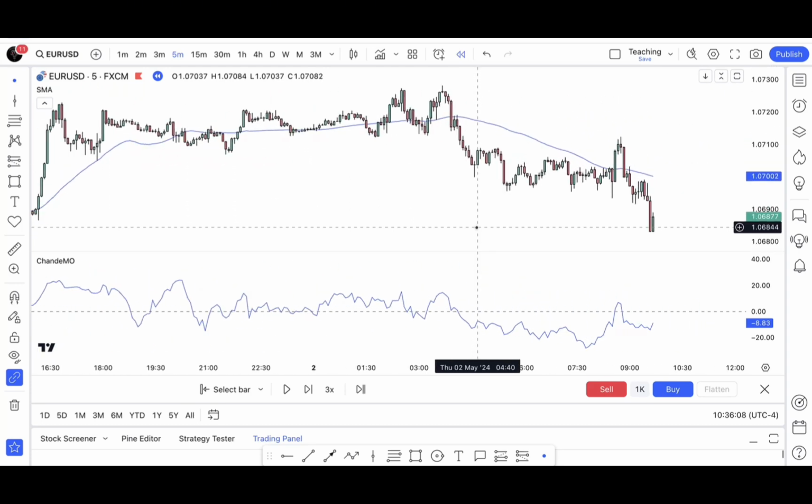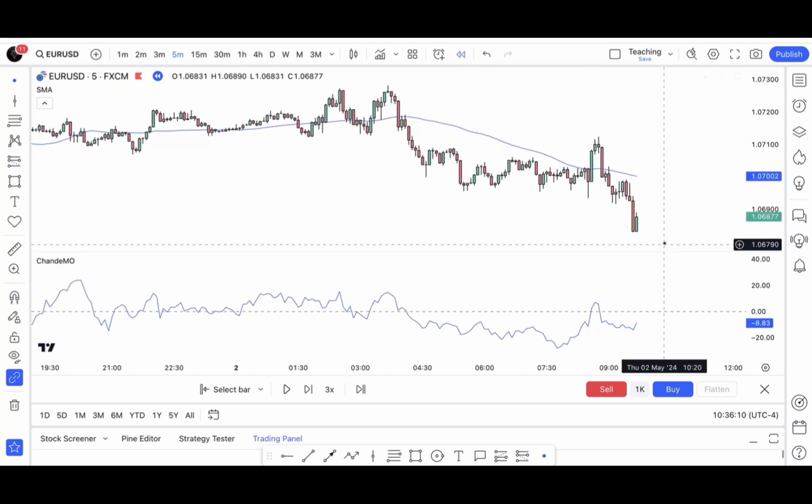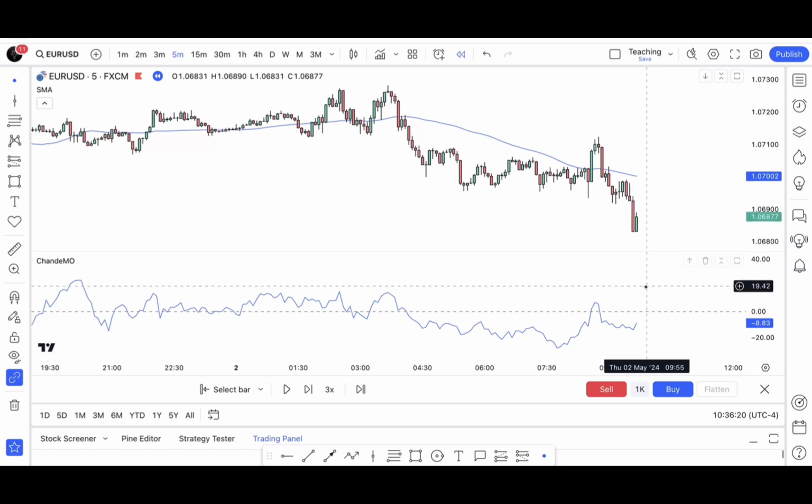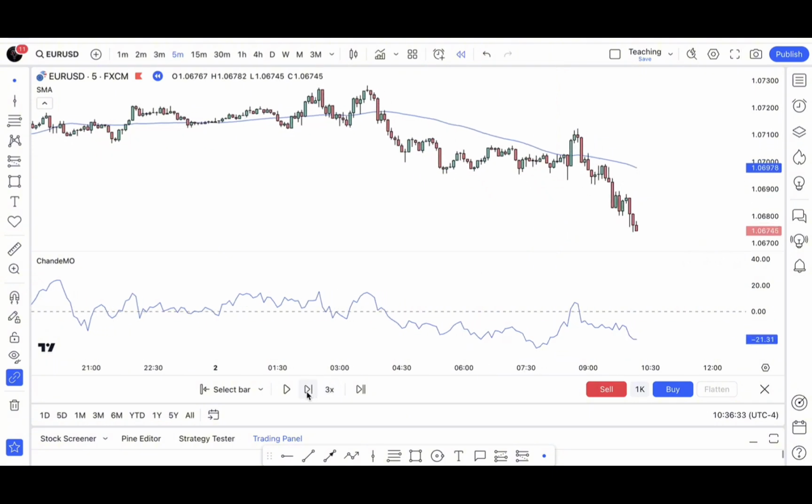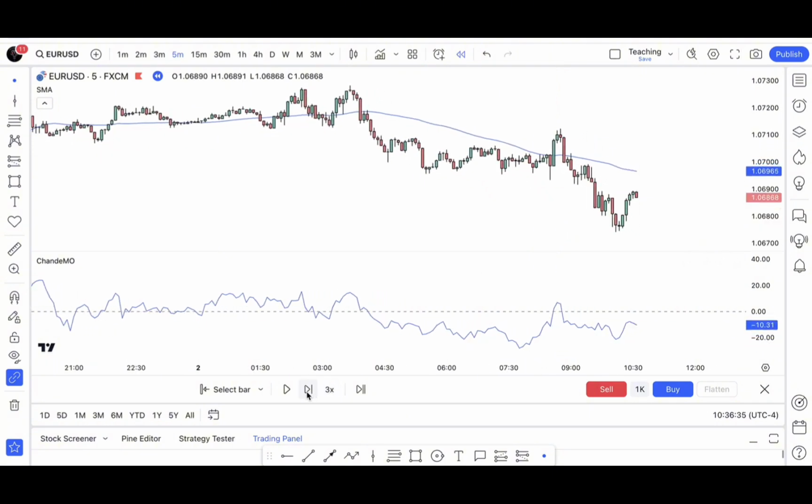Okay, so we can enter a trade if the price comes back to the moving average and gets rejected to the downside, just when the CMO indicator is also either showing negative values or shifting into the negative region. Okay, so let's wait and see what happens.